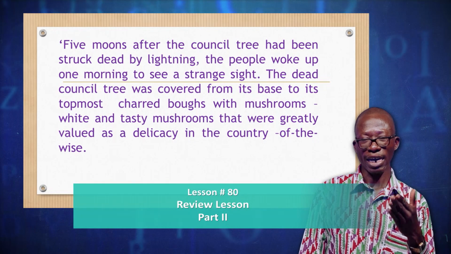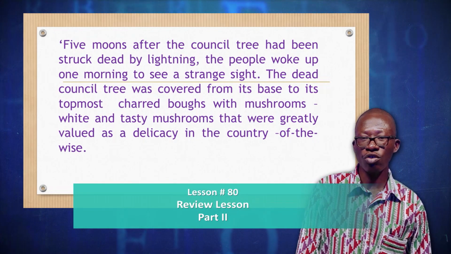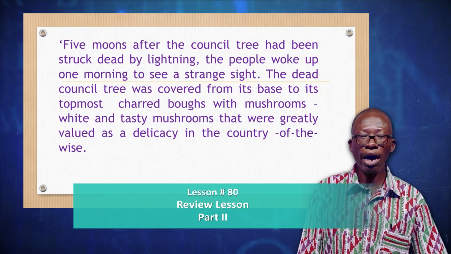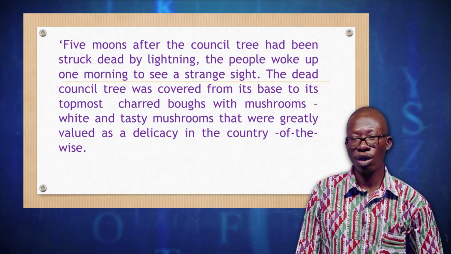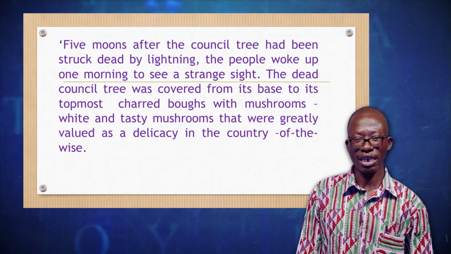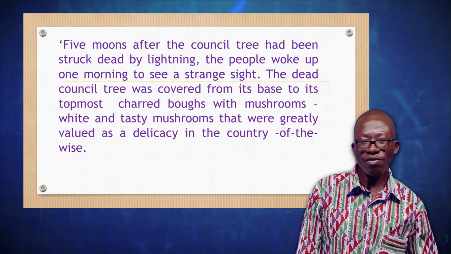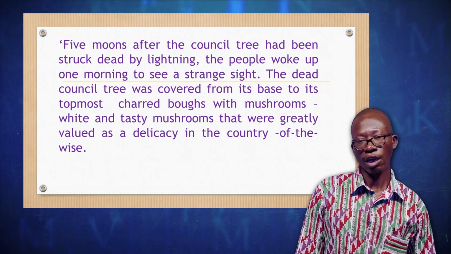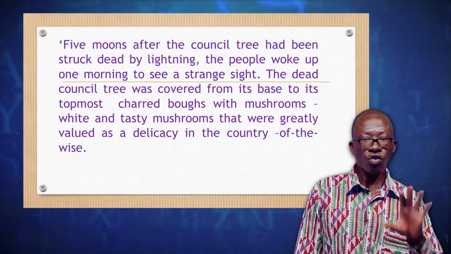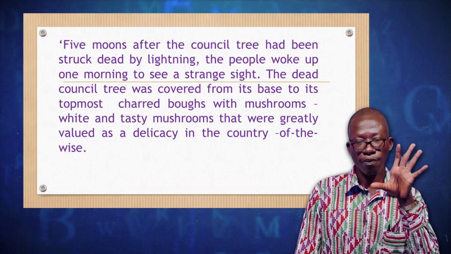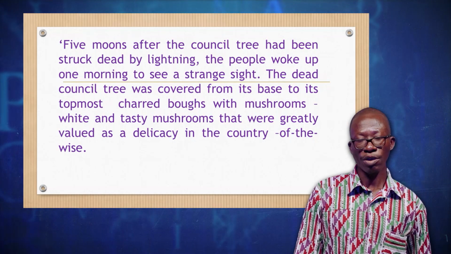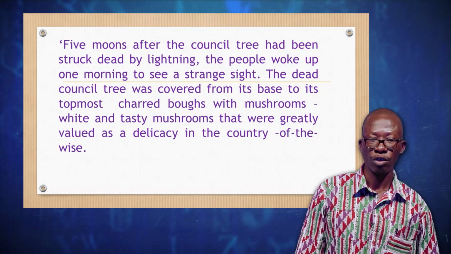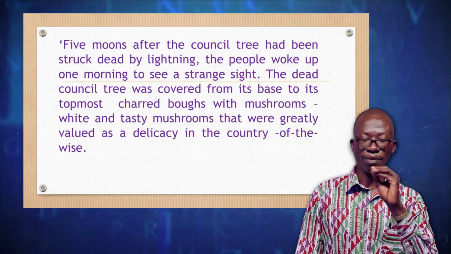Now, the next sentence is, "The dead council tree was covered from its base to its utmost boughs with mushrooms, white and tasty mushrooms, that were greatly valued as delicacy in the country of the wise." That's another sentence. So two sentences come together to give us that paragraph.